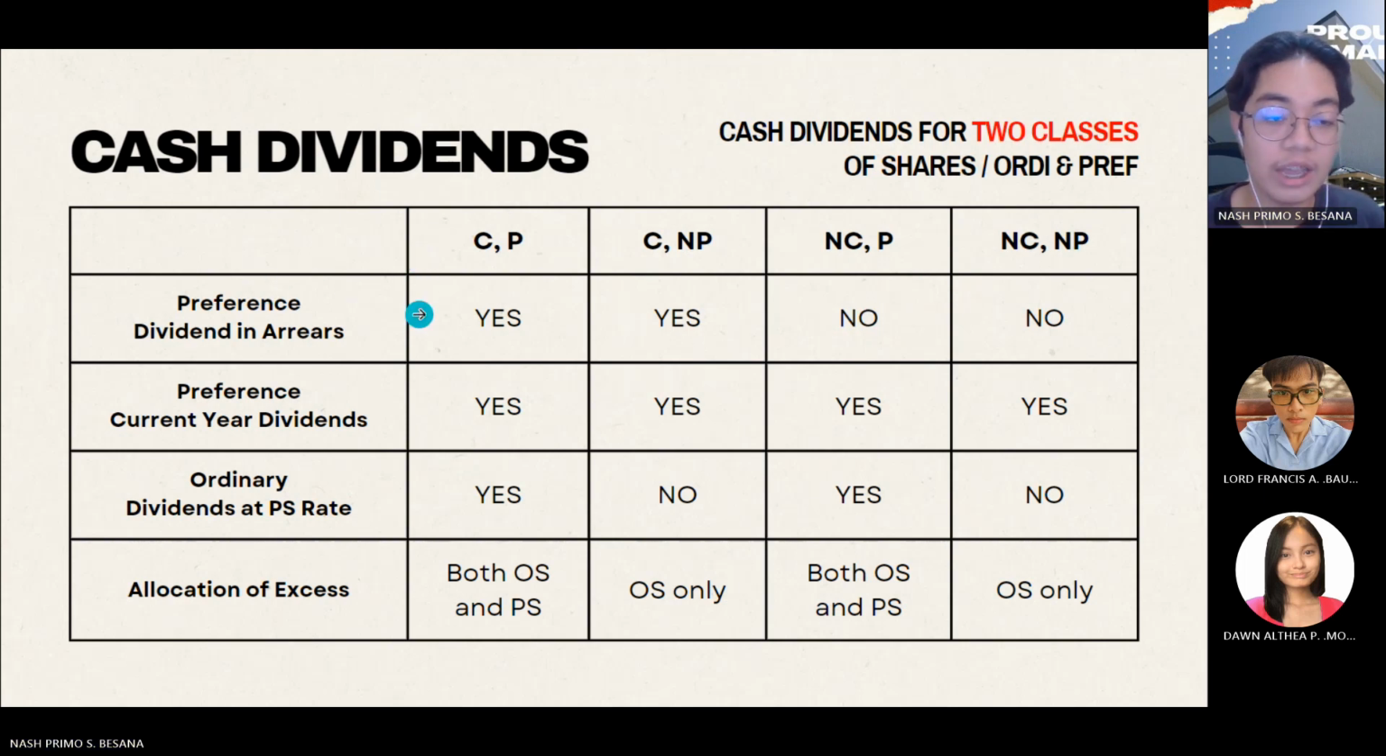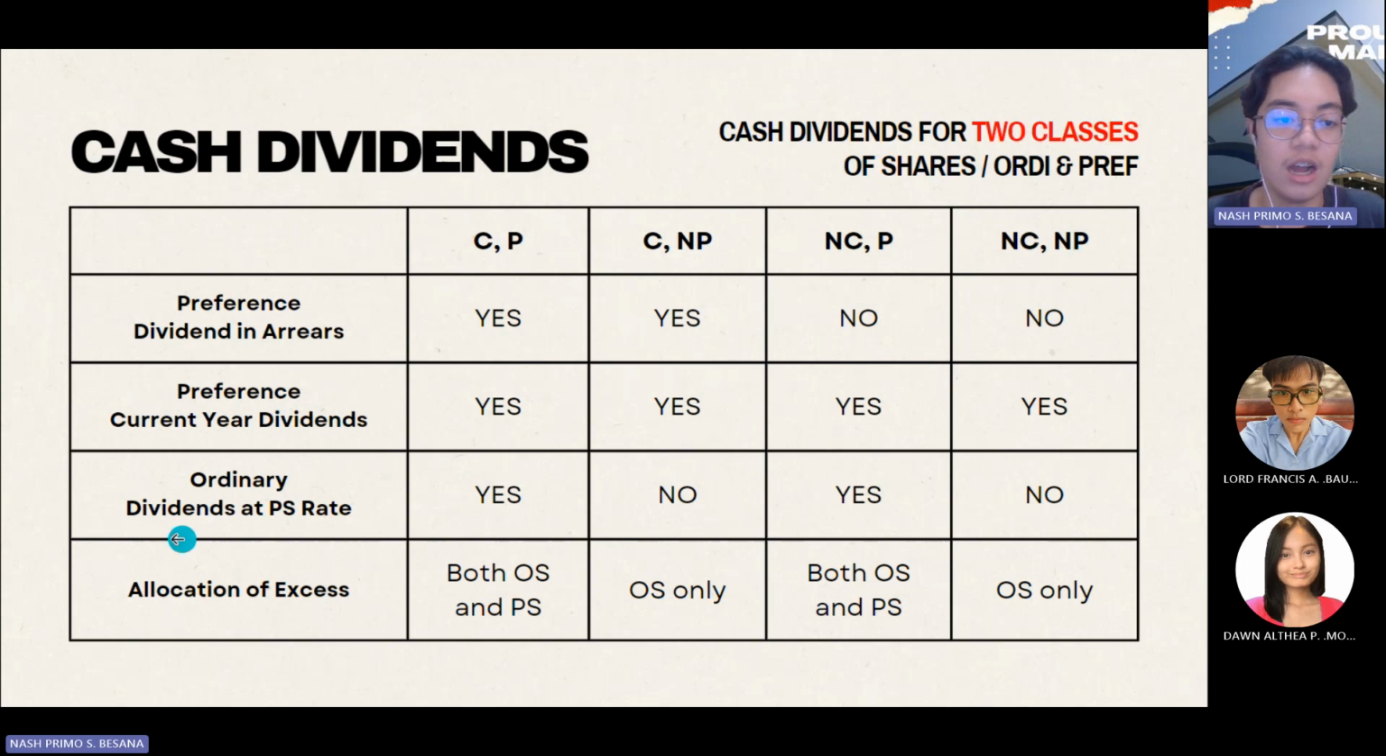But if non-cumulative siya, you don't need to recognize dividend in arrears for your preference shares. So yon. And then next na i-observe sa computation ng cash dividends is yung current year dividend. So lahat naman yan, dapat meron talaga si preference. Kasi siya naman talaga dati yung priority, di ba? Siya yung ibibigyan first ng cash dividends before kay ordinary. So meron talaga dapat siyang current year dividends. So any type of preference shares, they would be entitled sa current year dividends.